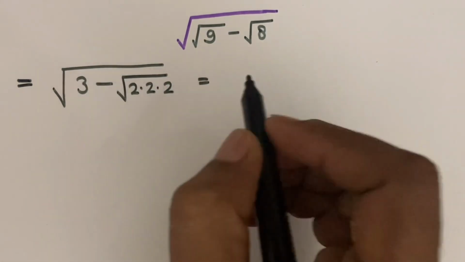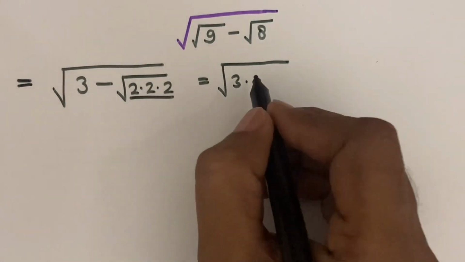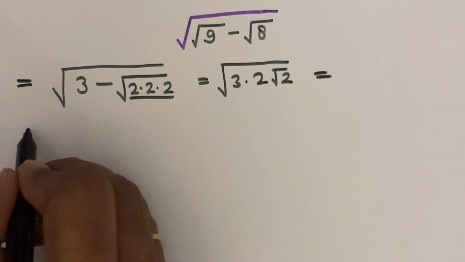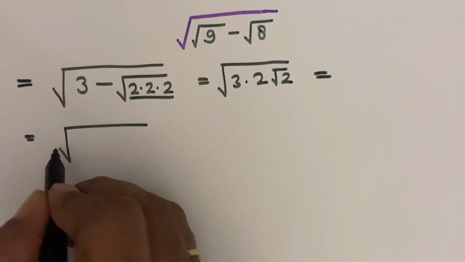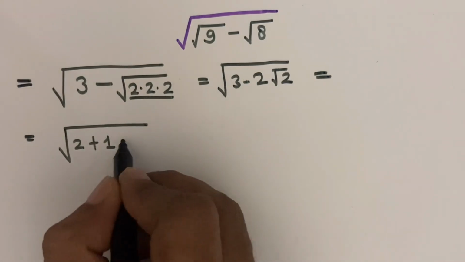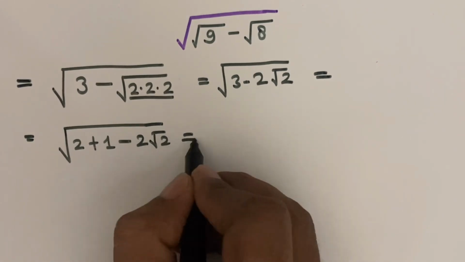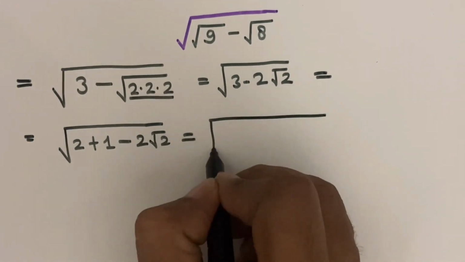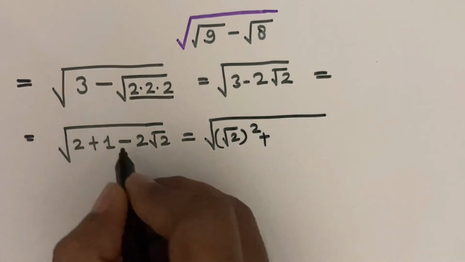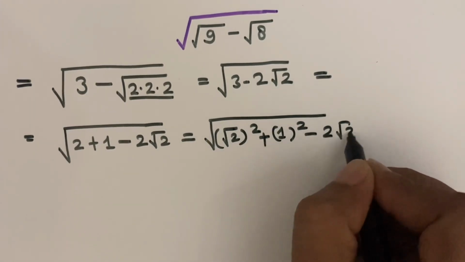This is equal to square root of 3 minus, this can be written as 2 square root of 2, which is equal to square root of 3 is equal to 2 plus 1 minus 2 square root of 2, which is equal to, this can be written as square root of 2 square plus 1 square minus 2 square root of 2.